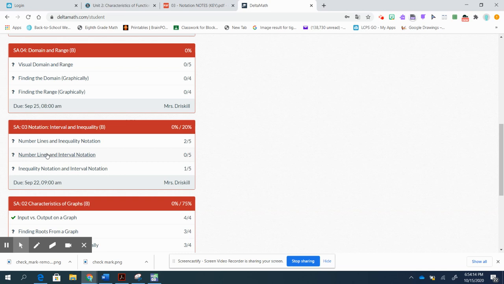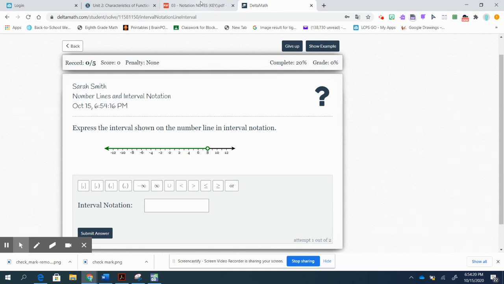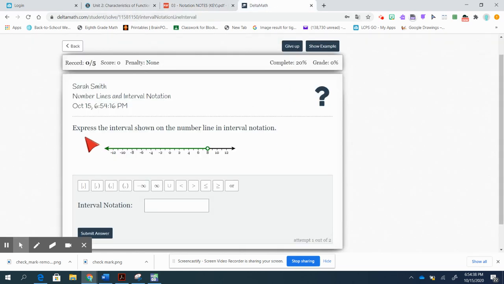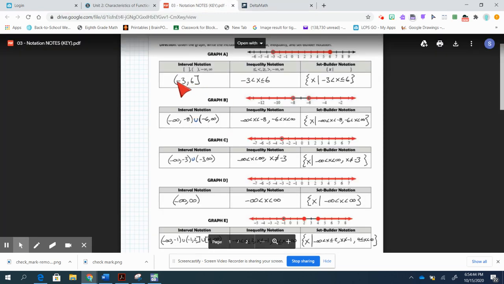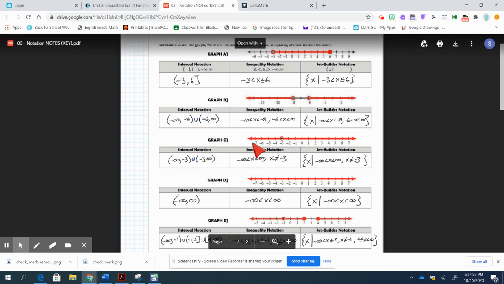So our next one is number lines and interval notation. Okay, and if you don't remember, you can go back and look at your notes. A lot of nice notes that show you the interval notation and the inequality notation and have the number line right there for you. So I referred back to these a few times while I was practicing, and it really helped me. Okay, express the interval shown on the number line in interval notation. So we're going to go back here so we know we're going to want either soft parentheses or a hard bracket. Okay, and that if we do have the two parts, that we know we're going to need that symbol in the middle. So let's take a look.